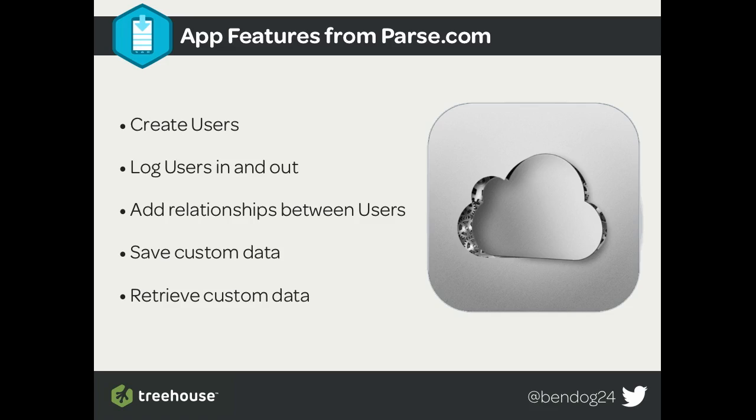All right, so here we have listed the features that we're going to utilize from Parse.com. We will create users and then log them in and out of our app. We will add relationships between users, which means a user can follow other users, like in Twitter. We'll save custom data to the web, and we'll retrieve that custom data and display it in our app.